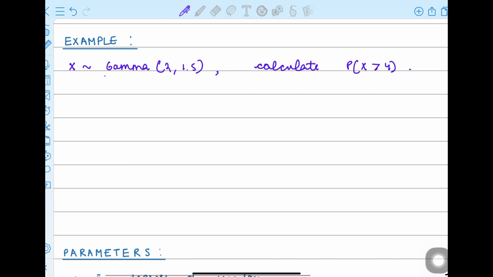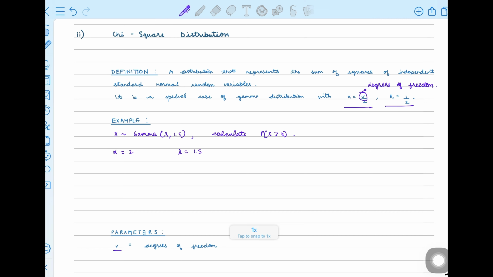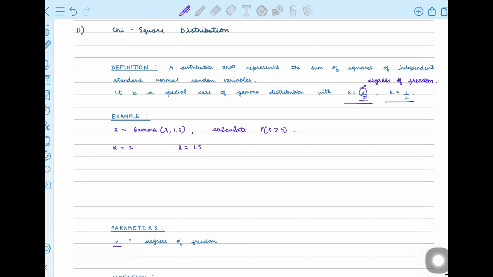Solving this question, which is based on the gamma distribution, we have alpha is equal to 2 and lambda is equal to 1.5. However, under the chi-square distribution, alpha is always supposed to be v upon 2 and lambda is supposed to be 1 upon 2. So we can write alpha as 4 upon 2, where v, or the degrees of freedom, becomes 4. However, we can't write 1.5 as 1 by 2. Lambda is 3 by 2, which is 3 times 1 by 2.